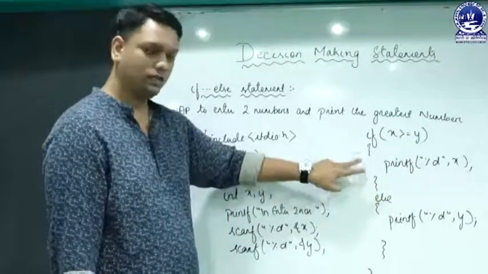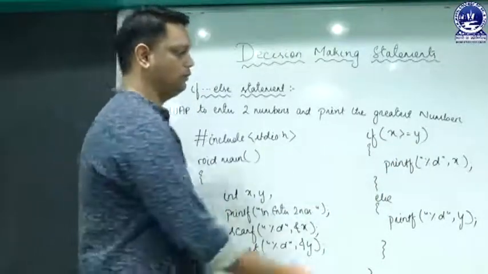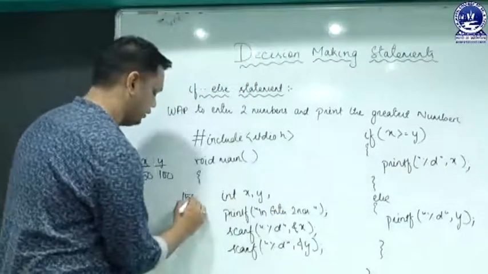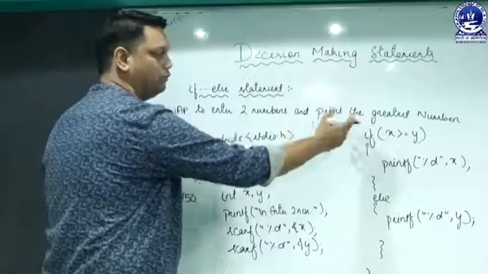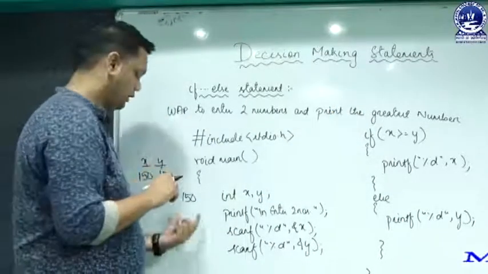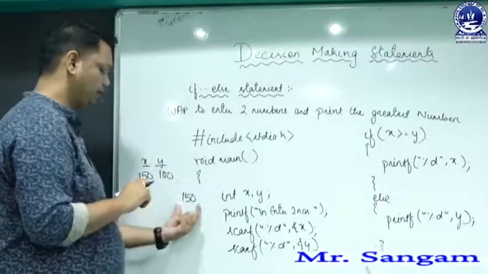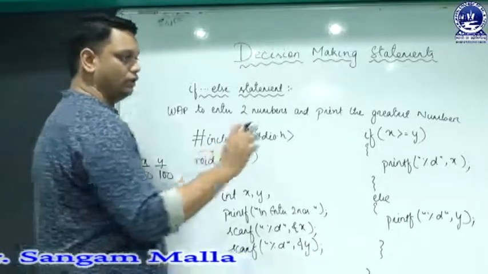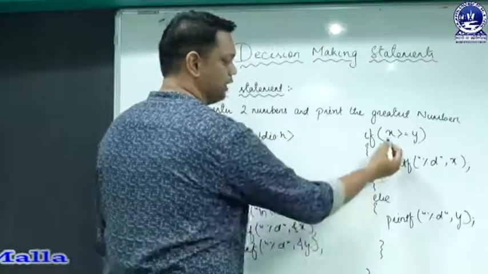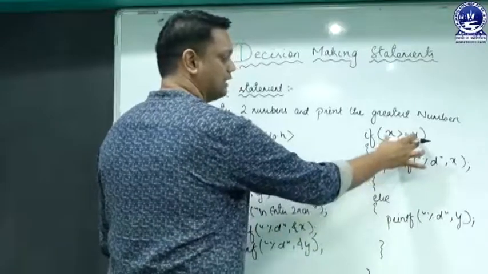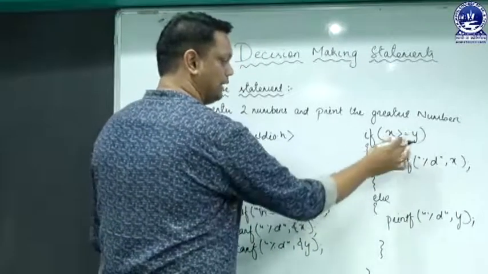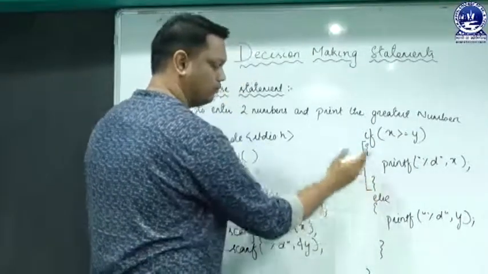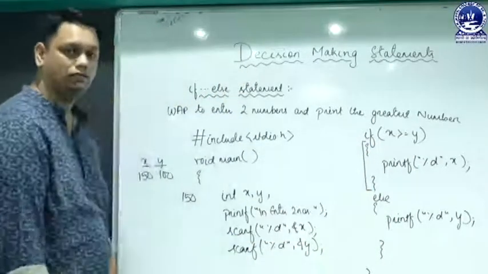So it will enter the if block. What will it print? It will print the value of x, so it will print 150. As per our program, we have to print the greatest number, and the greatest number within those two numbers is 150. So it has printed the value 150. Here we have noticed that as 150 is greater than 100 and the condition is true, it will execute the if block and it will not move to the else block at all.